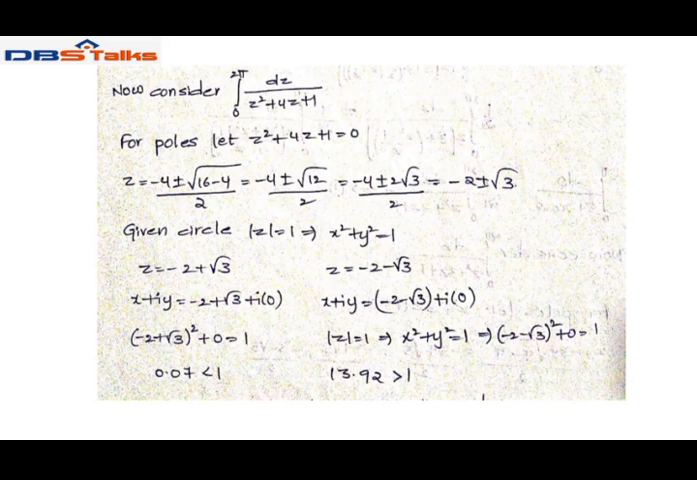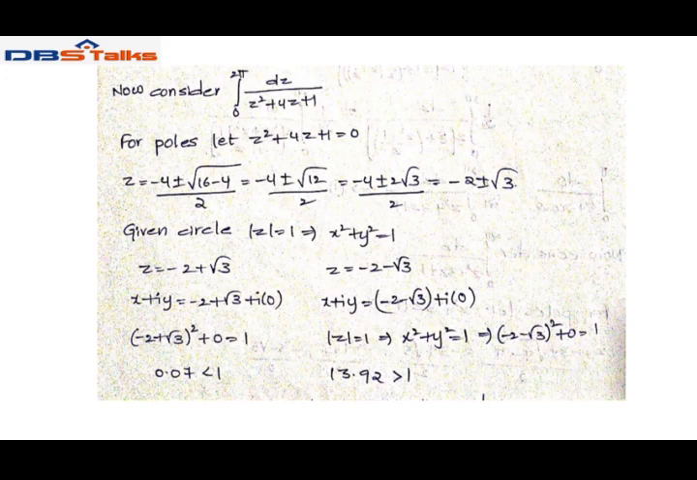Now we have to find the value of integral 0 to 2 pi dz by z square plus 4z plus 1. First to find the poles. For poles, the denominator z square plus 4z plus 1 is equal to 0. We find the poles using the formula minus b plus or minus root of b square minus 4ac by 2a. We get minus 2 plus or minus root 3. So these are two poles, minus 2 plus root 3 and minus 2 minus root 3. And in this problem, let the circle be mod z equal to 1. Here z means x plus iy, and we get the circle equation x square plus y square equal to 1.